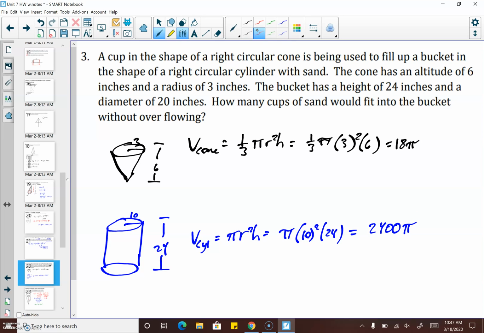So if we want to figure out how many cups of sand would fit in the bucket without overflowing, we'll divide the two. 2,400 pi divided by 18 pi, your pi's cancel and you end up getting 133.3 repeating, which means our answer would be 133 cups would fit in there without the bucket overflowing. All right, so again, you find the two volumes individually, divide them at the very end, and then we get, without rounding up, 133 cups.